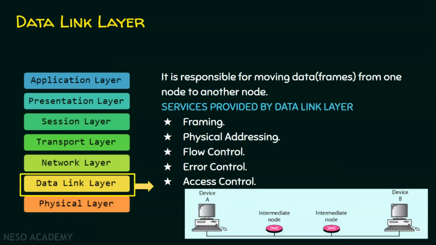And that's it, guys. I hope now you are clear with the various services offered by the data link layer. They are framing, physical addressing, flow control, error control and access control.